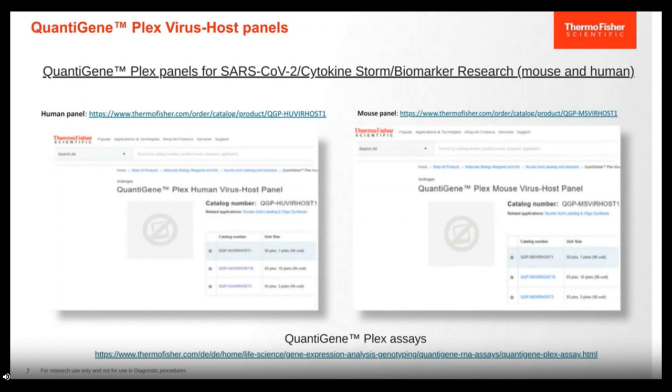Two separate virus host panels have been designed and developed to be used in human and mouse species. As several research groups are employing both mouse and human models to understand the pathogenesis and related host immune modulations, these 2 model-specific panels can be useful in translational research. The information about the targets and ordering of these panels can be found under these links on the Thermo Fisher Scientific website. Also, more detailed information and related literature on QuantiGenePlex assays can also be found under the link you see on the slide.